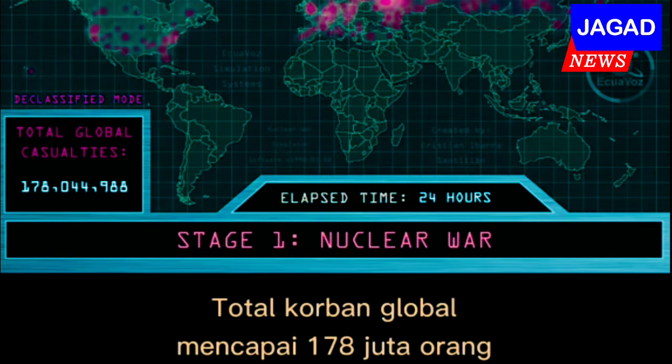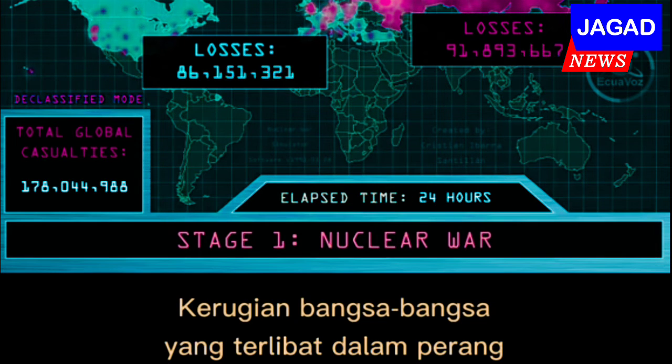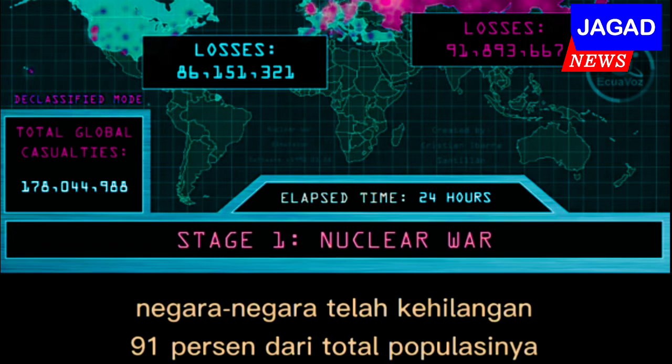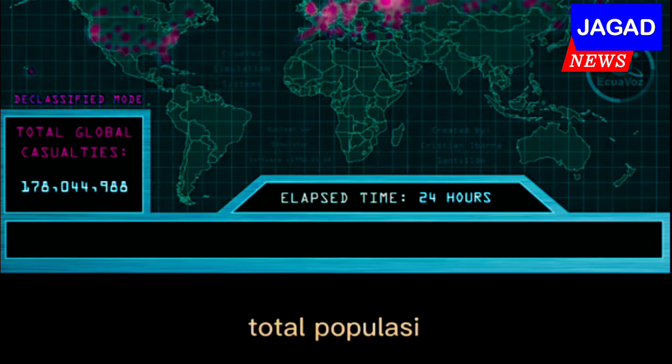Total global casualties at 178 million people. Losses of nations engaged at war. NATO member states have lost 9.1% of their total population. The Russian Federation has lost 62.9% of its total population.